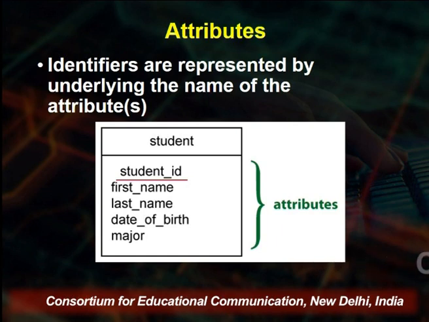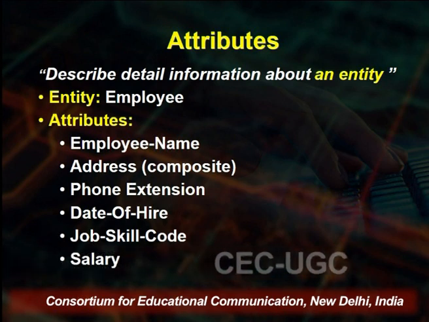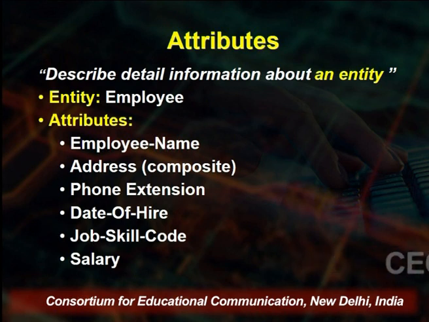Apart from that, it is having first name, last name, date of birth, and major, which is the subject. And all these attributes are, we can say, properties of a student. So, each and every student is having all these 5 properties, and existence of all these 5 different properties make one student distinguishable from another students. So, these attributes, we can say, are there to describe the detailed information about an entity.